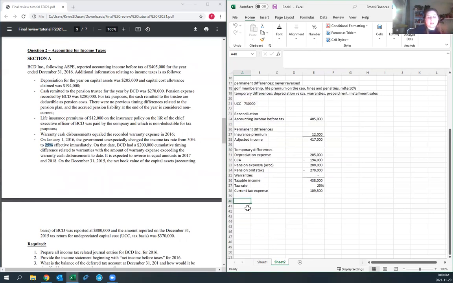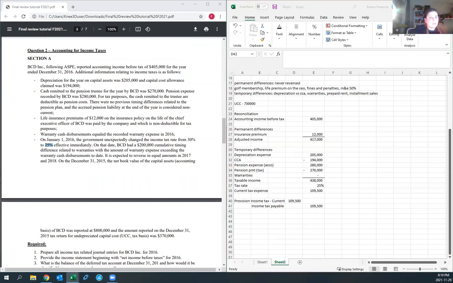So what you're going to put down is your provision for income tax, and it's your current. It's going to be this amount, and then your income tax payable, this amount.